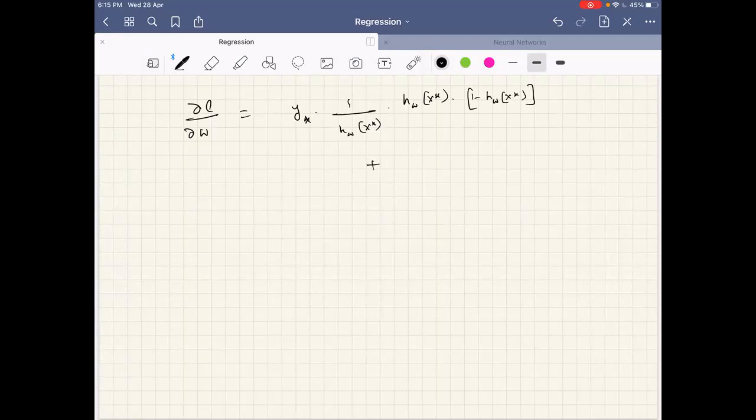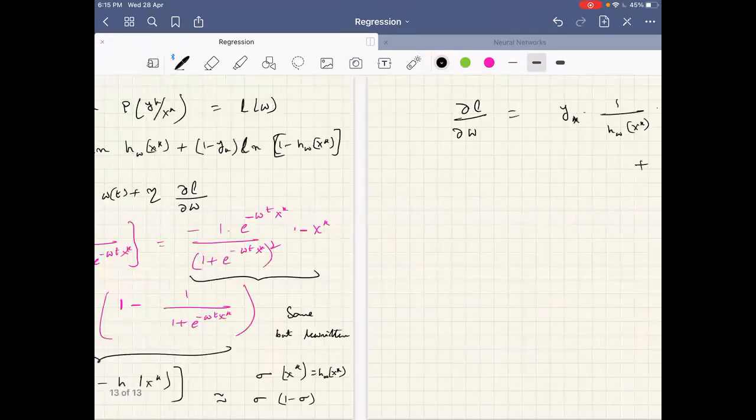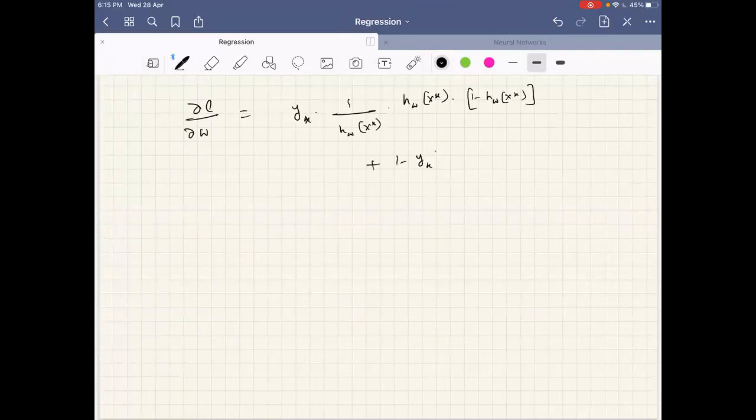Plus the second one, it is 1 minus yk into 1 by 1 minus hw of xk, which is there in ln, into the internal derivative of 1 minus hw of xk, which is nothing but, with a negative sign, hw of xk into 1 minus hw of xk, right? So now let us see whichever terms will cancel out, and then we can write the remaining things.